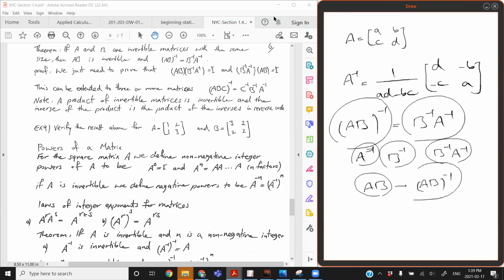Okay. Any problems with example 9? Did you calculate both sides of the equation? Did you verify that they're the same? No problem.